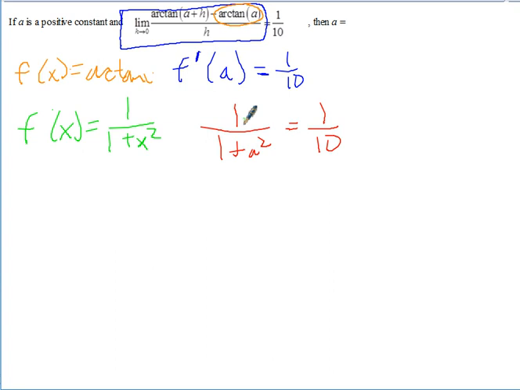Then you can cross multiply. 1 plus a squared times 1 is 1 plus a squared. 10 times 1 is 10. Then subtract the 1 over. a squared equals 9. a equals 3.